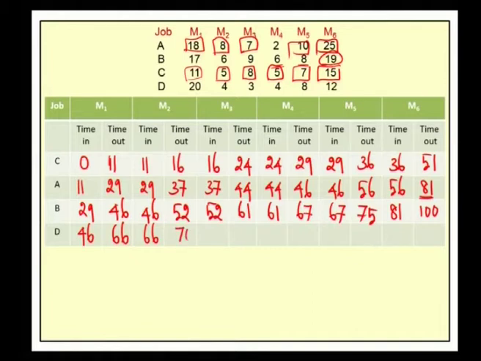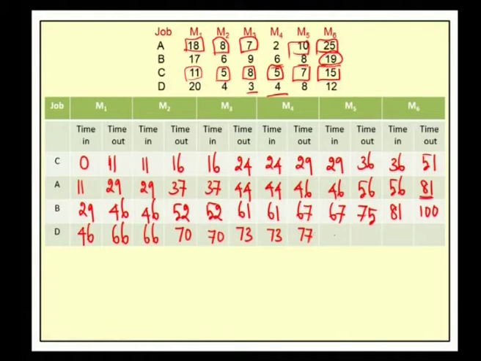So, it completes job D only in the 17th hour. Machine 3 starts its work at the 17th hour. It requires another 3 hours to complete D. Therefore, it completes its job D in the 73rd hour. Machine 4 starts its work at 73. It requires another 4 hours to complete the job. So, it completes its work at 77 hours.